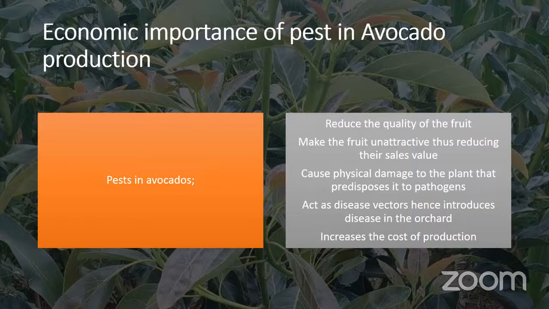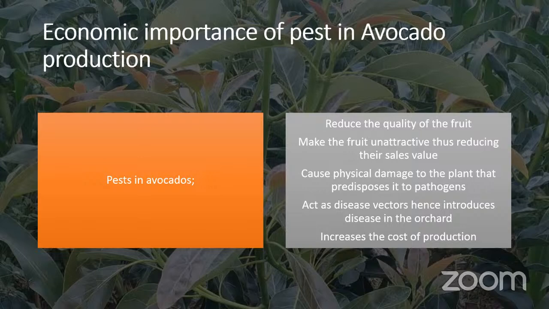Then number 2, a pest makes the fruit unattractive, thus reducing their sales value. When you look at the physical appearance of a fruit which is attacked by a pest, it doesn't look attractive. And no person will come and buy a product which doesn't look appealing. So it will actually take away the sales value of your produce.